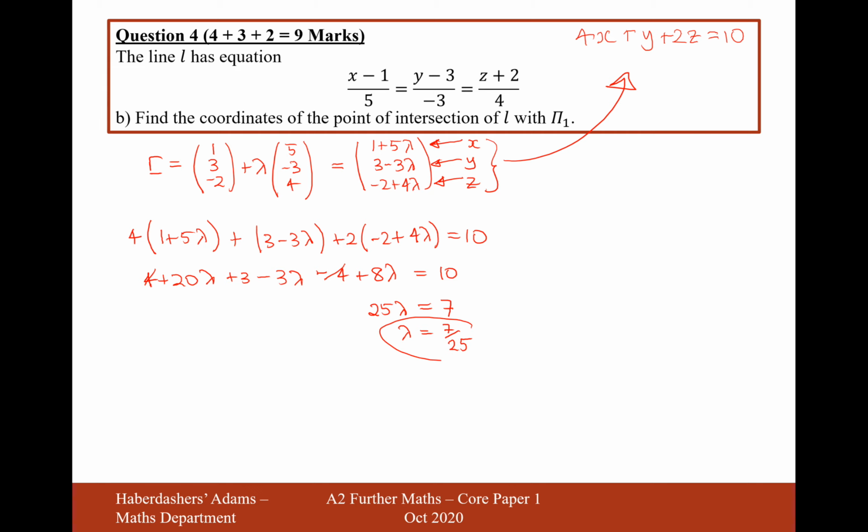And now all I need to do with this value of lambda is plug it back into the equation of the line. So therefore the coordinate is going to be 1 plus 5 lots of this 7 over 25. I'll just grab my calculator. And so it's going to be 12 over 5 on the first coordinate. The second coordinate is going to be 54 over 25. And the third coordinate is going to be minus 22 over 25. And there we are, that's the answer for part B. That's the point at which the line intersects the plane.